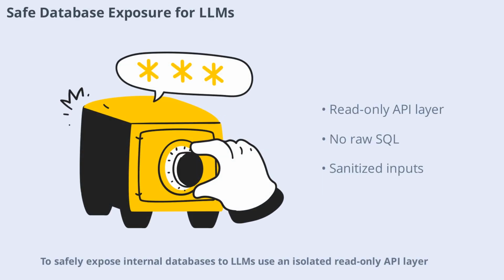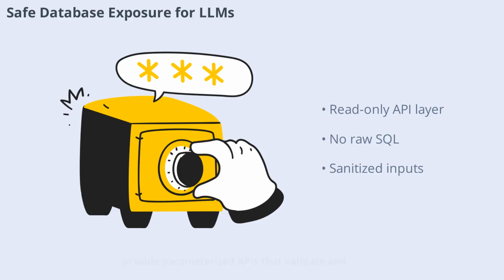Safely expose internal databases to LLMs. Use an isolated read-only API layer. Never allow the LLM to generate raw SQL commands. Instead, provide parameterized APIs that validate and sanitize inputs before querying the data warehouse. For example, expose only specific endpoints like get user orders, ensuring all queries are safe and controlled.